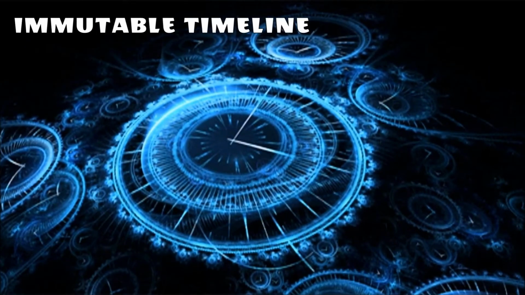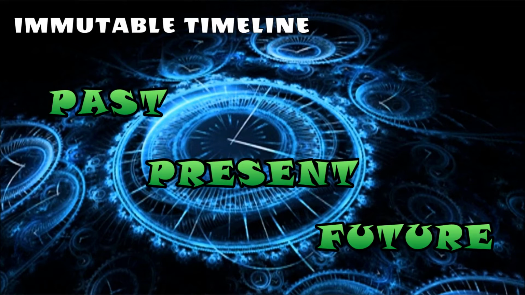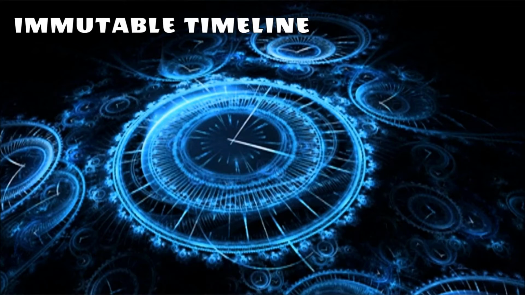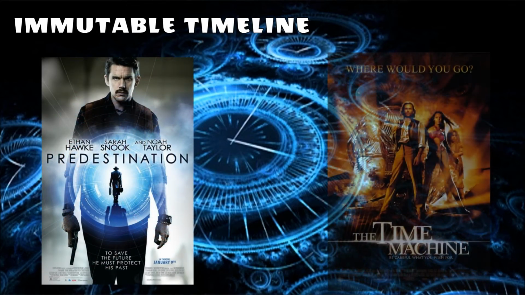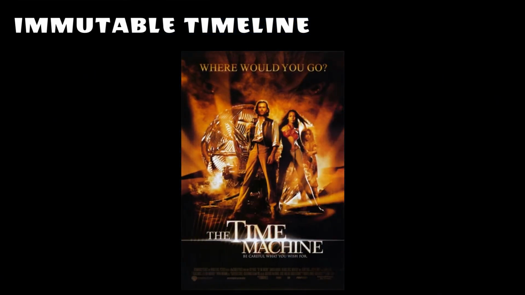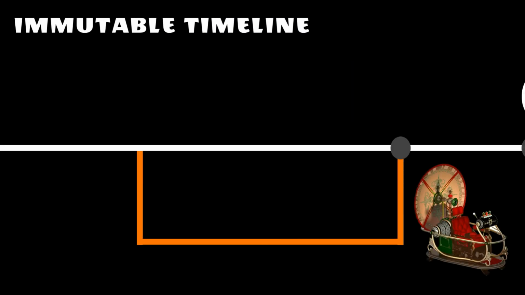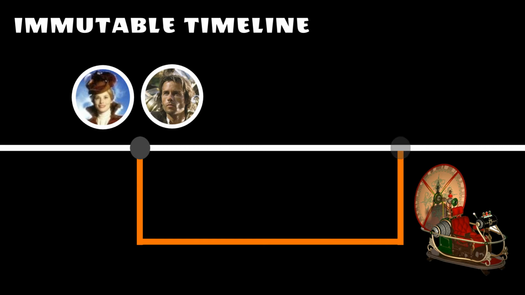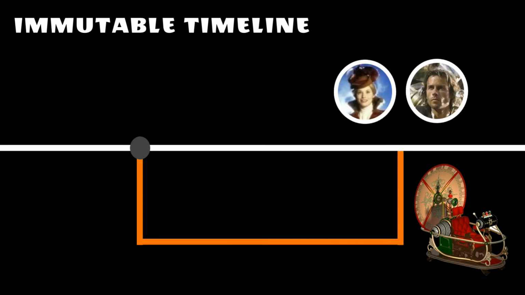In this timeline, it's impossible to change the past, present, or future. Every moment is set. The famous immutable timeline movies are Predestination and The Time Machine. In The Time Machine, a professor invented the time machine because his wife died and he wanted to save her, but he couldn't change her death because he invented the time machine to save his wife. But if his wife wasn't dead, he wouldn't invent the time machine, so he cannot change the past.